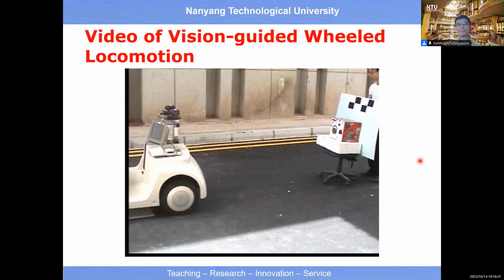And this is a demonstration done by us more than 20 years ago. Then from here, you see this is a vision-guided vehicle with locomotion.